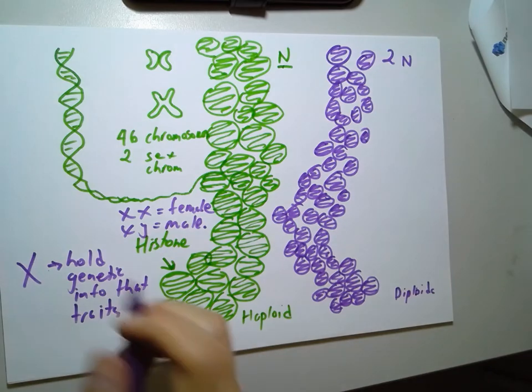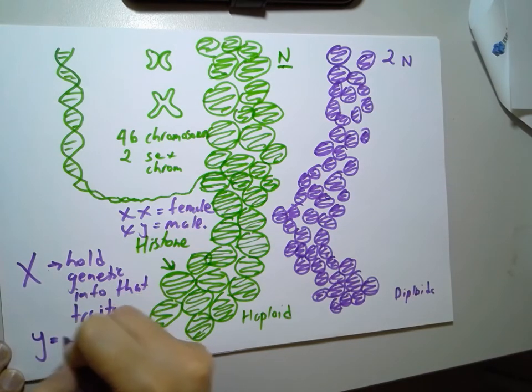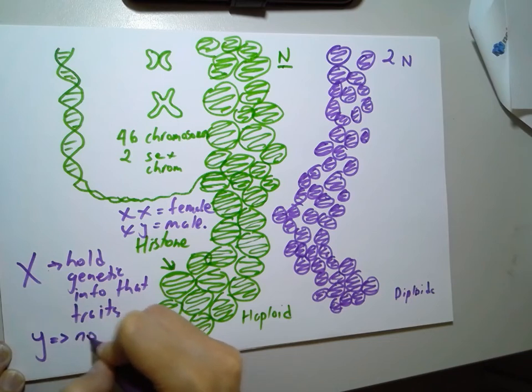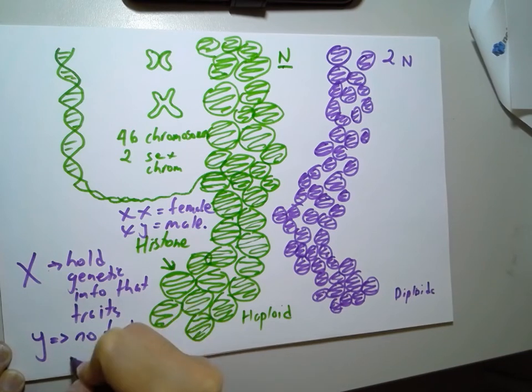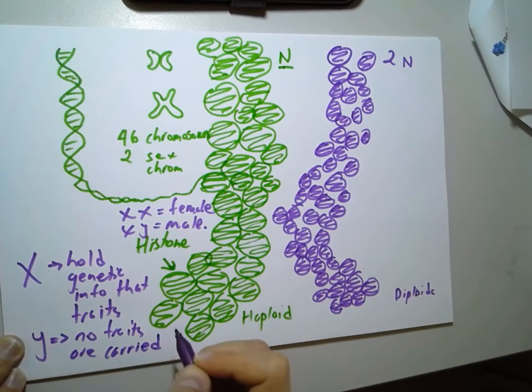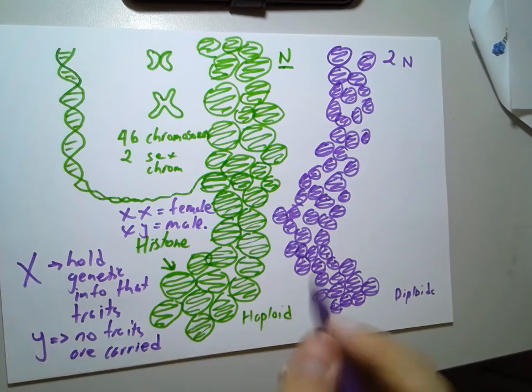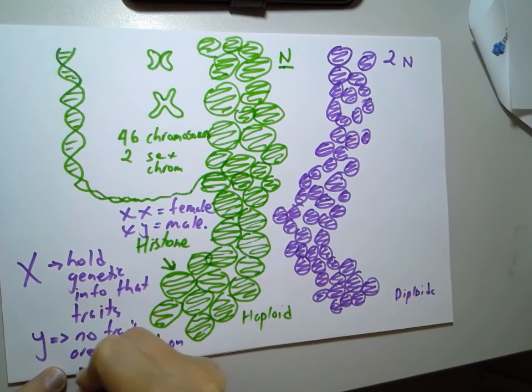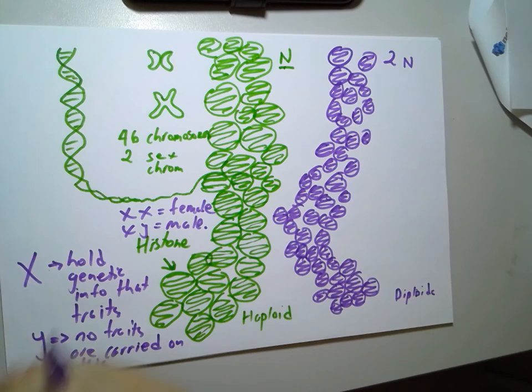The Y chromosome, no traits are carried on this chromosome. And if you're confused about what we mean by that, in a moment, I will describe it. So XX, that means you have two chromosomes, one chromosome that can hold more information than the boys.